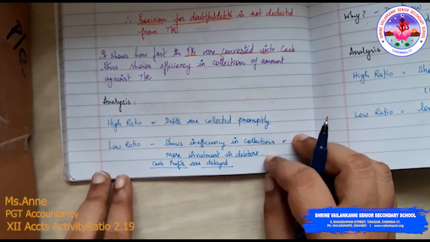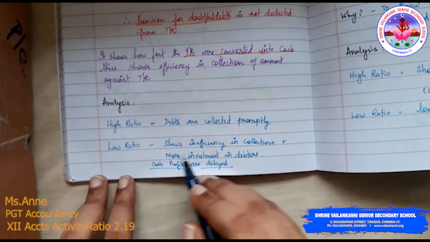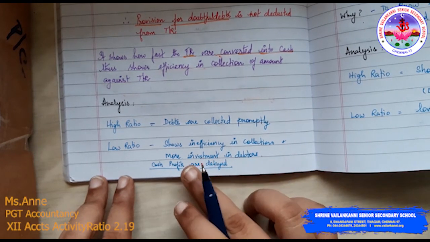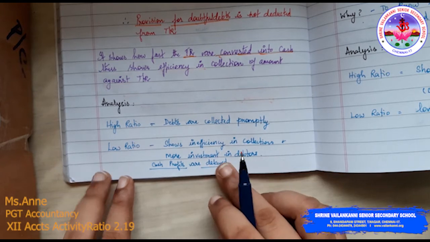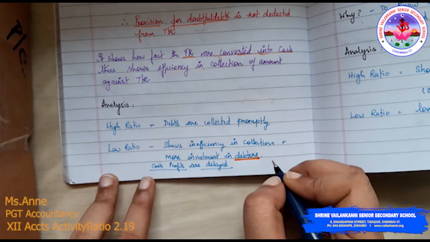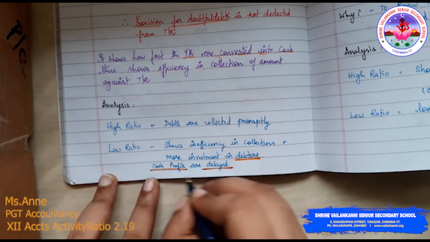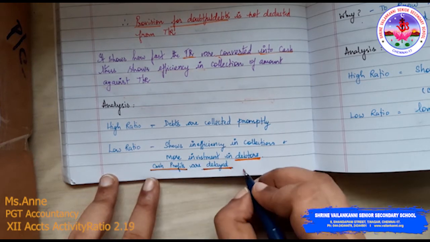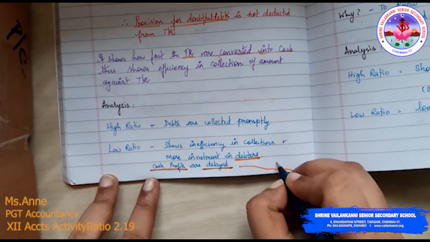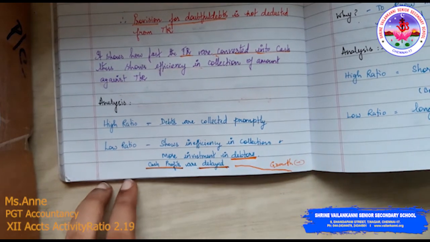How fast trade receivables are converted into cash thus shows efficiency in collection of amount against trade receivables. So the analysis part is: high ratio, debts are collected promptly. Low ratio shows inefficiency in collection, and more investment in debtors will lead to cash profits being delayed. See, more number of debtors get accumulated, so what happens? Your cash profits are getting delayed. Obviously, if your cash profits are delayed, the growth of the business gets hampered. It is not proper. The growth is negative. I'm sure that you are able to understand.